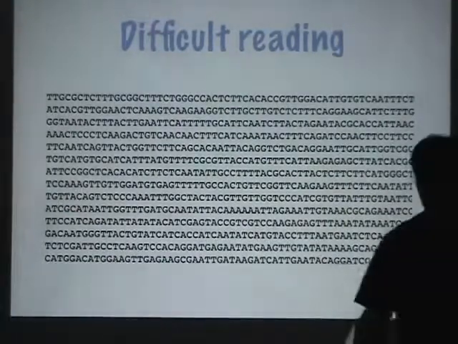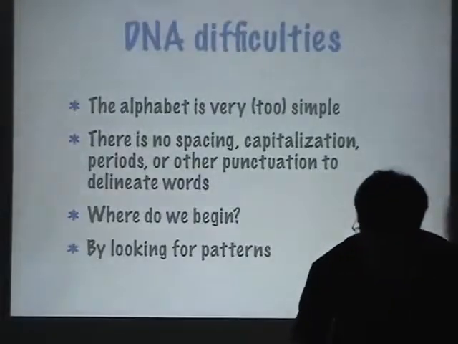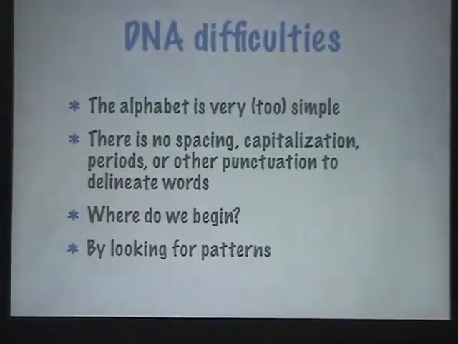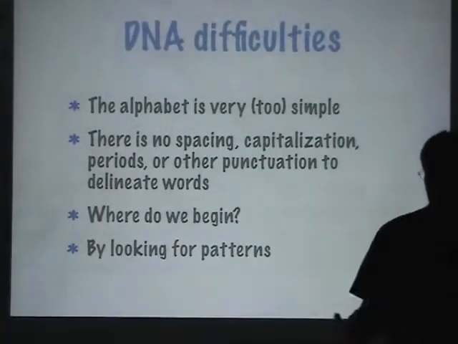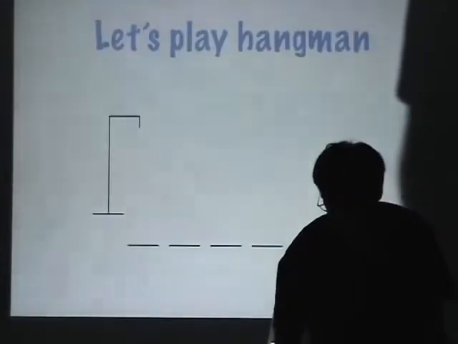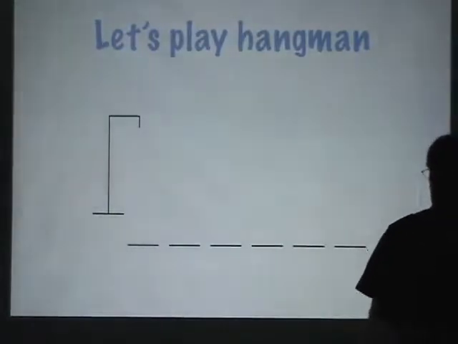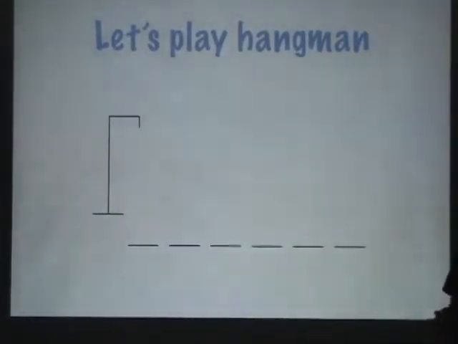So some of the problems with this is that the alphabet is so simple that one letter doesn't tell us anything. We have to take a collection of letters before we get anywhere. There's no spacing, capitalization, or punctuation of any kind. So where are we going to begin in our dissection of the patterns here? I'm going to start by playing hangman.